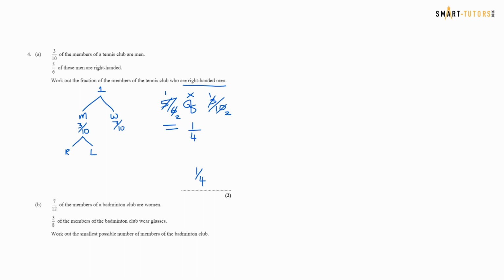7/12 of the members of the badminton club are women. So 7/12 is women. So definitely 5/12 is going to be men. And the next one, 3/8 of the members of the badminton club are wearing glasses. So not wearing glasses is going to be 5/8. It's the same badminton club.